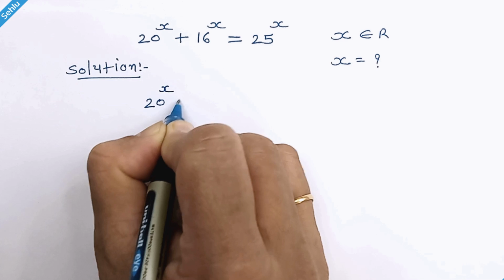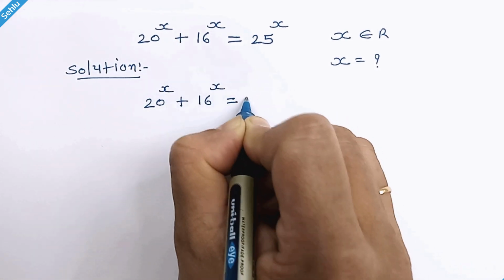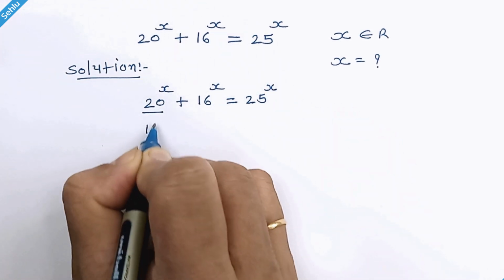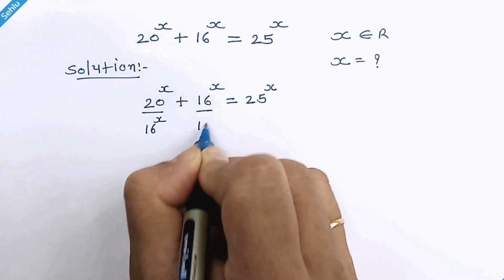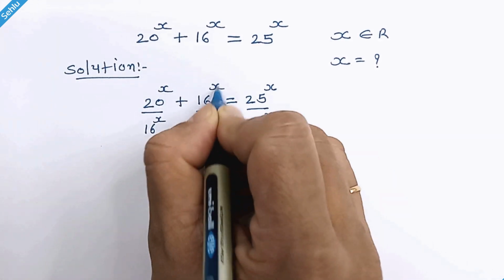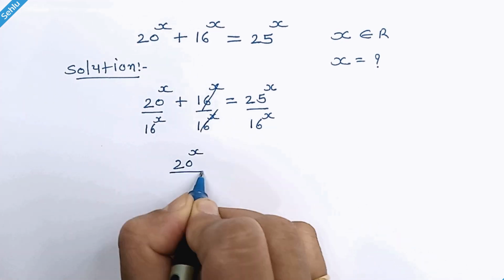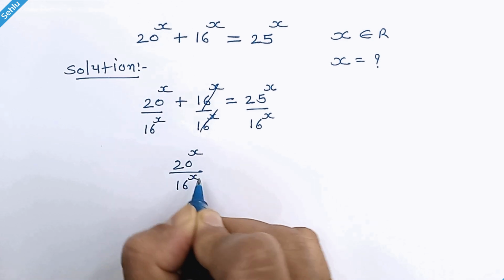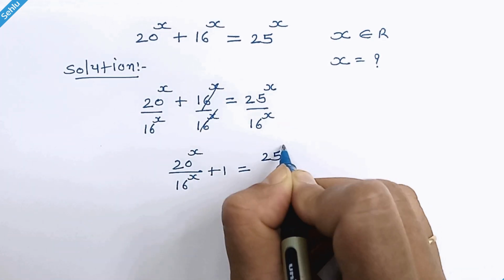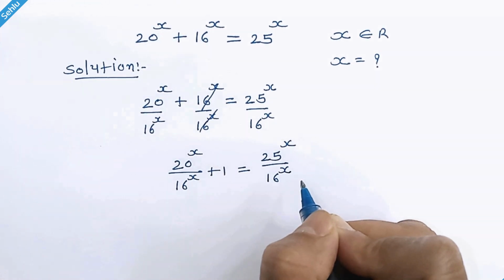20 raised to x plus 16 raised to x is equal to 25 raised to x. In the first step we will divide with 16 raised to x both the sides. So these two will be eliminated. Now we have 20 raised to x over 16 raised to x plus 1 is equal to 25 raised to x over 16 raised to x.